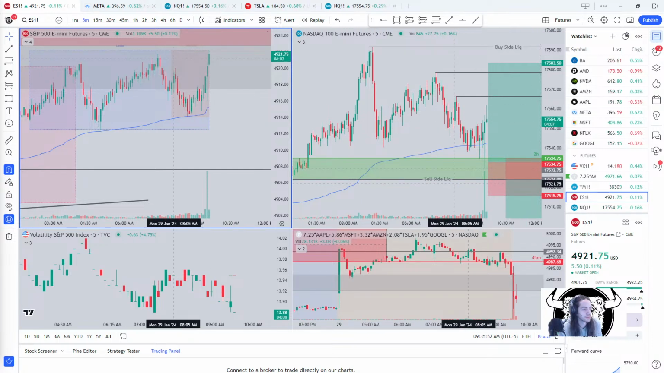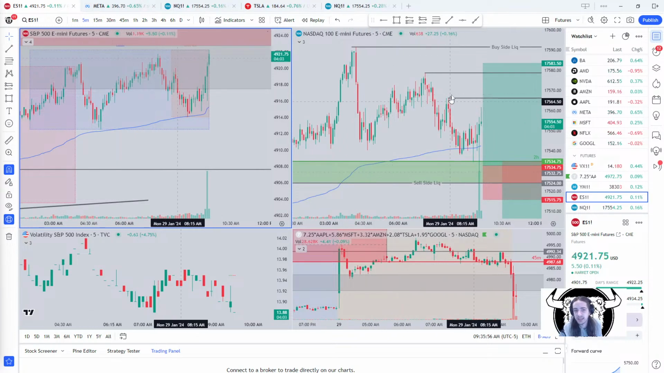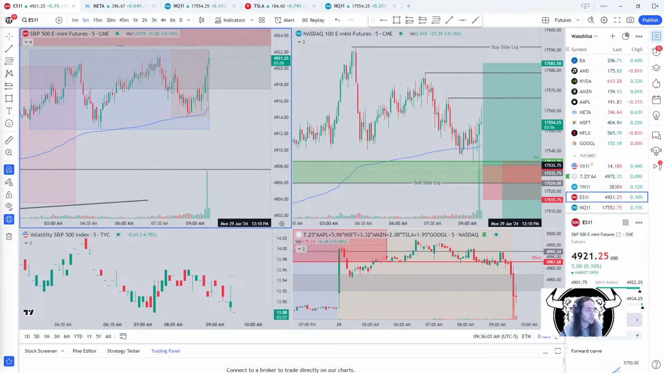I'm going to stay in this for a minute. Just going to let this candle close. That was really strong buying pressure. Did not take out any buy side liquidity yet. Tesla and Nvidia, though, are ripping lower.